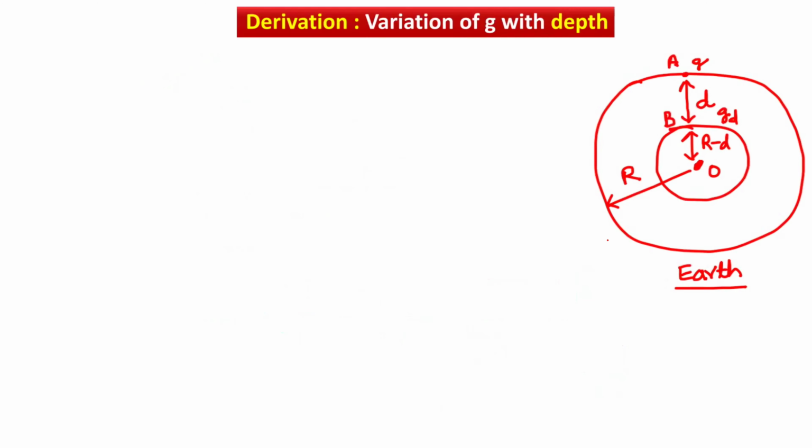Now we shall see the derivation regarding the variation of g with respect to depth. Suppose this is the diagram and this is the Earth surface. Now we are going inside to a depth d. So what is the radius of Earth? That is r, as given, and O is the center. And at any depth d, there is another spherical surface, suppose this point B is on that particular surface.